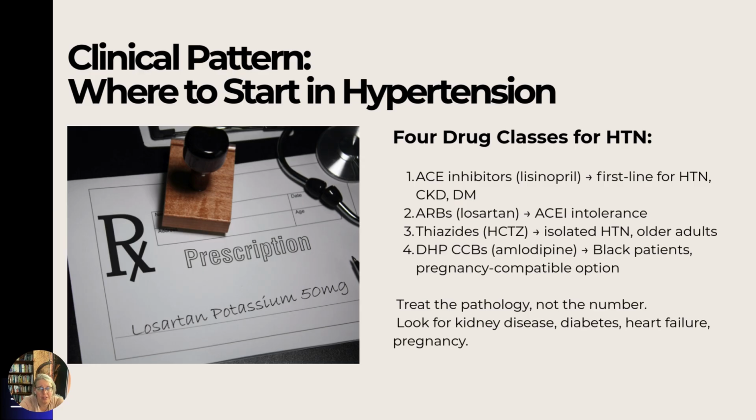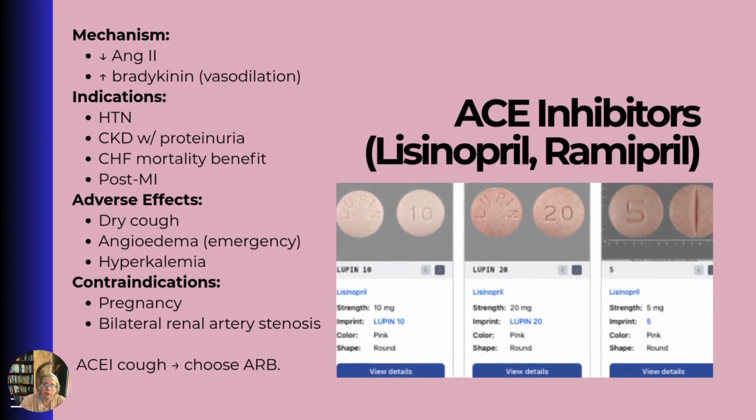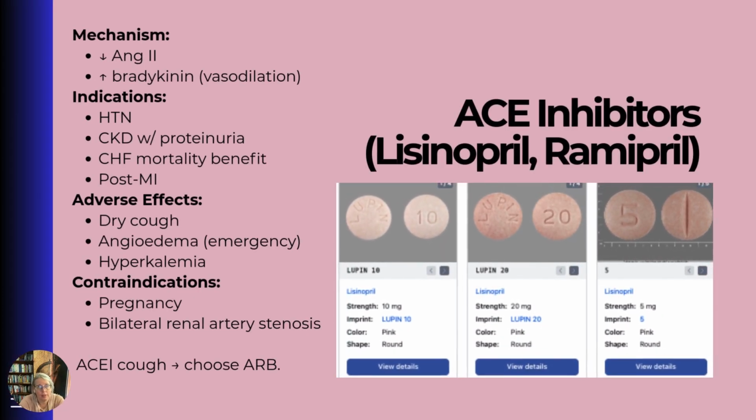And then we have the DHP calcium channel blockers, which is amlodipine. For Black patients, the pregnancy compatible option is amlodipine there. Also, we don't use ACEs or ARBs on pregnant patients. So we're looking for kidney disease, diabetes, heart failure, and pregnancy, and what kind of drug we're using there. So let's start with the ACE inhibitor.